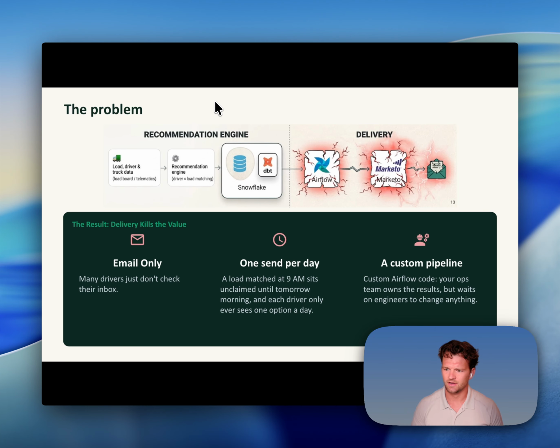You also mentioned that your current system allows you to send only one email per driver per day. So if a match lands in your data warehouse at 9 a.m. today, you can't send that out until tomorrow morning. And third, the delivery portion is built on a custom pipeline with Airflow and Python. And your team, like you said, the ops team owns the outcome of this recommendation engine, but they don't own the solution itself. And all three of these problems do impact revenue. A load that waits in Snowflake is potentially revenue delayed, and a notification that's completely missed by your drivers is revenue lost.